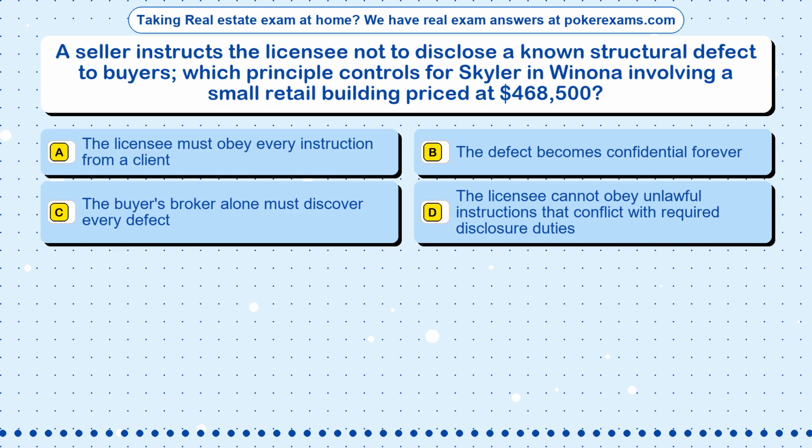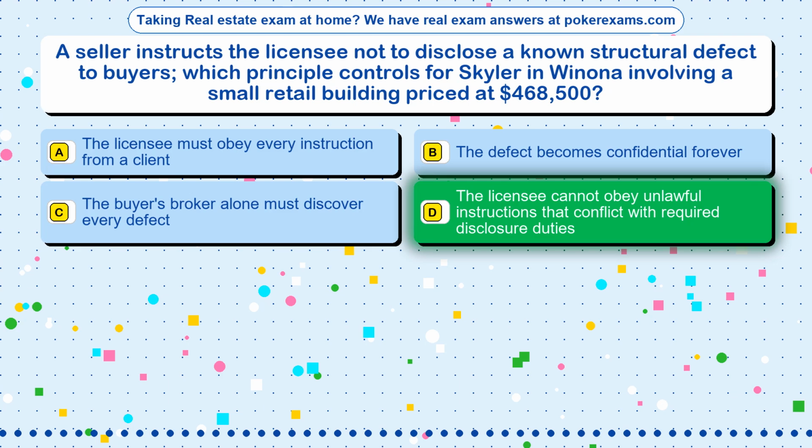Question 56. A seller instructs the licensee not to disclose a known structural defect to buyers. Which principle controls for Skylar in Winona, involving a small retail building priced at $468,500? Option A. The licensee must obey every instruction from a client. Option B. The defect becomes confidential forever. Option C. The buyer's broker alone must discover every defect. Option D. The licensee cannot obey unlawful instructions that conflict with required disclosure duties.